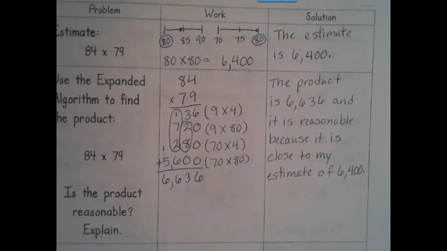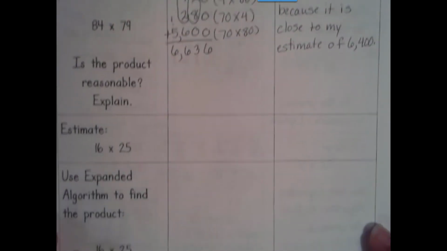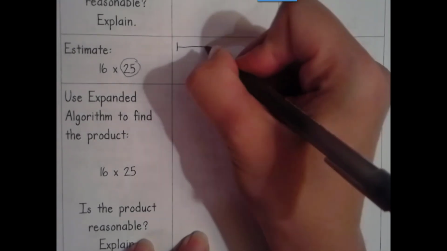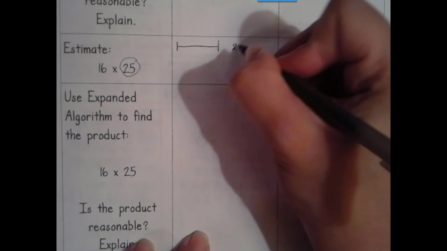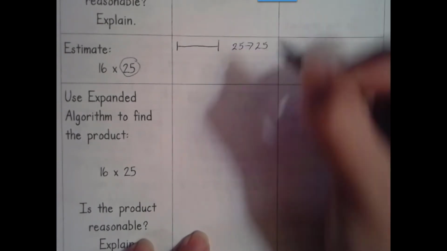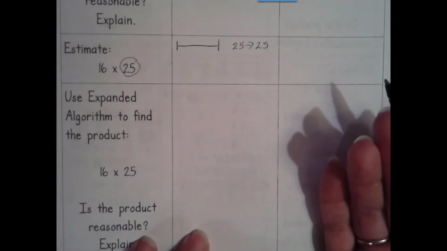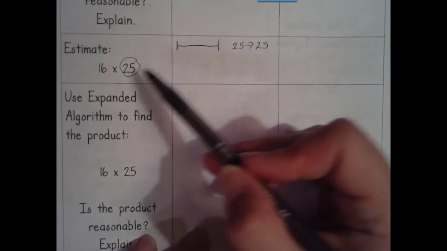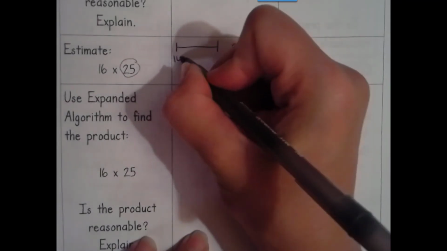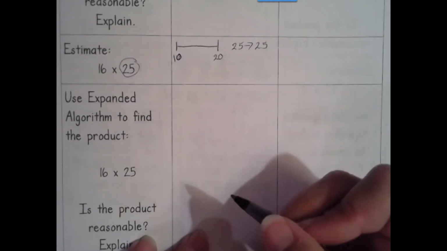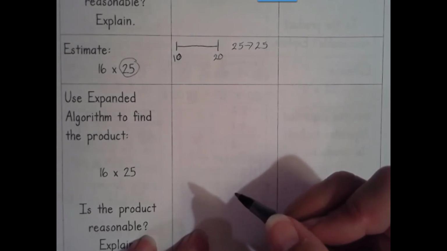All right, last problem to try, broken up into its estimation and then its algorithm. So here, this is definitely close to 25, so I'm going to keep it 25. So I just need to round my 16. Now if you rounded 25 to 30, that would work, just like on the opposite side. If you rounded 24 to 20, that would give you an estimate. It's just the closer that we keep the rounded number to the actual product, the closer our estimate will be to the actual product.